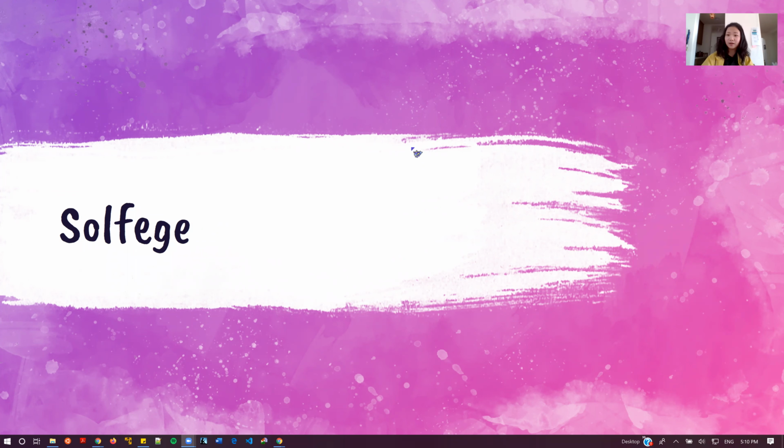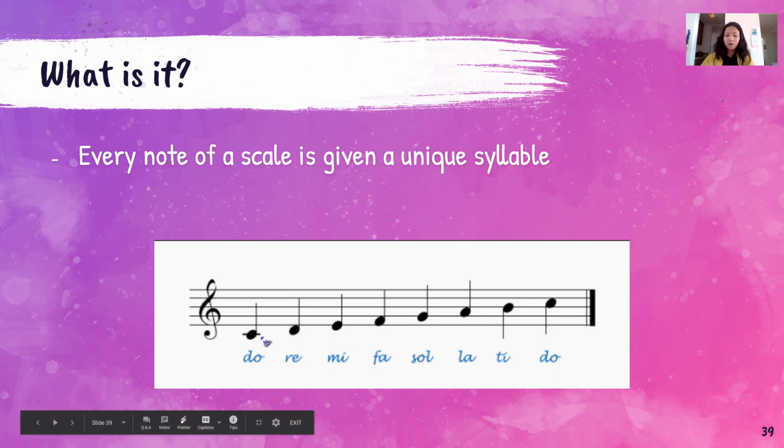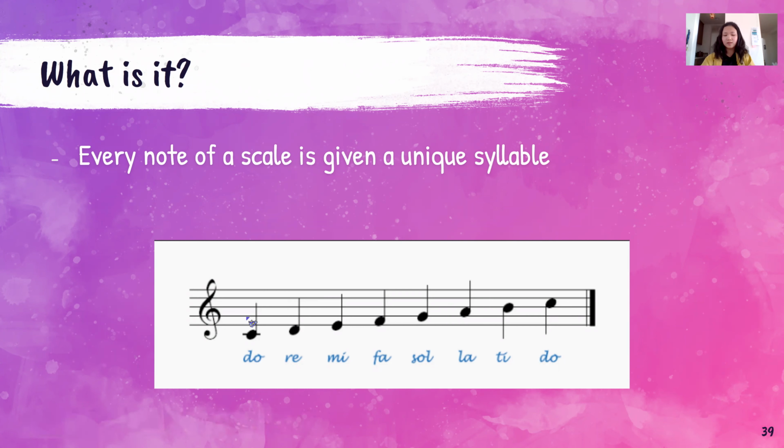Today we're going to be talking about solfege. So what is solfege? Basically, it means that every note of a scale is given a unique syllable. As you can see in the example below, each of the notes has a different syllable under it, except for the last one because these two are technically the same note.